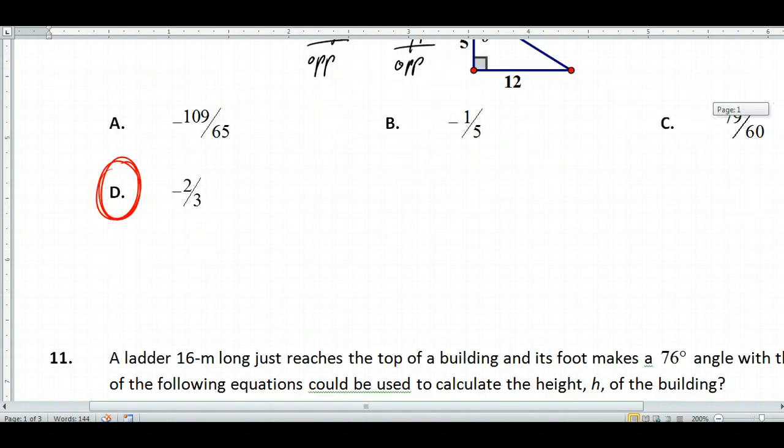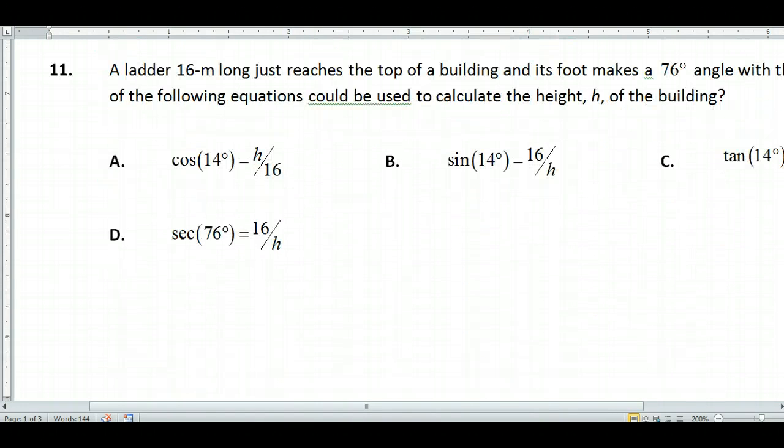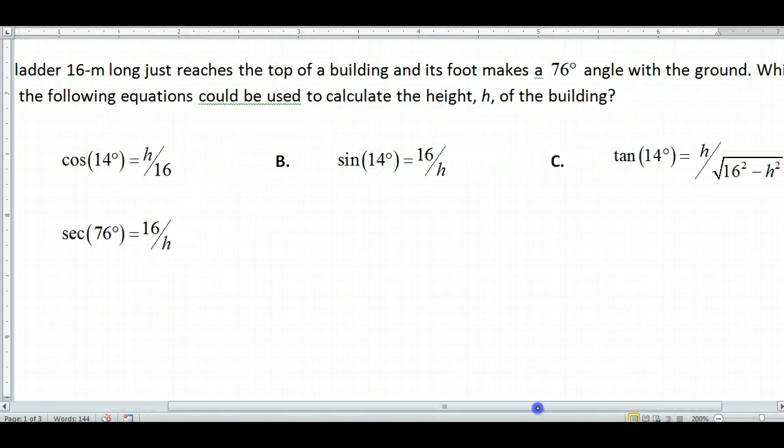Alright, let's move on to the next question. A ladder 16 meters long just reaches the top of a building and its foot makes a 76-degree angle with the ground.